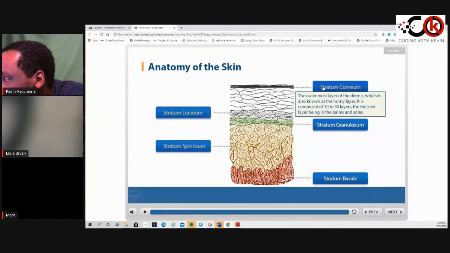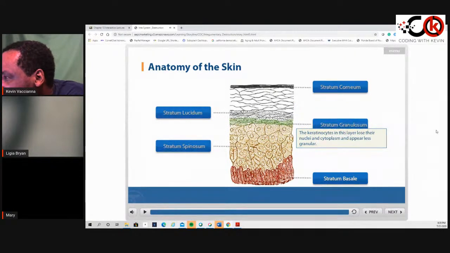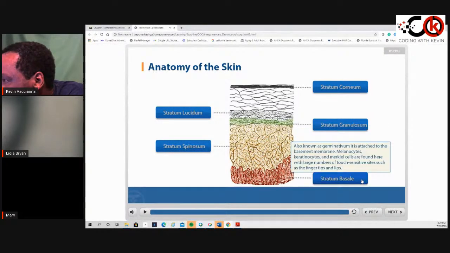This is the outermost layer of the epidermis, which is also known as the horny layer. It is composed of 10 to 30 layers, the thickest layer being in the palms and the soles. And then this is the stratum spinosum, characterized by layered loose cells with nuclei and cytoplasm that appear less granular. It's also known as the germinativum, and it is attached to the basement membrane and so forth.